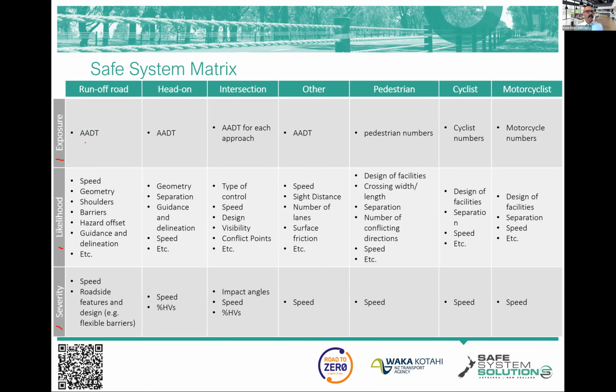And for runoff road crashes, the exposure is basically dictated by the volume of vehicles going through the area. The number of vehicles going through the area dictates the exposure to any that leave the road. Head-on crashes is the same. Intersection crashes is generally the same. It's the AADT, except for you have to add the AADT of each approach. Okay, so add those. Put a little plus sign to remind us to add.